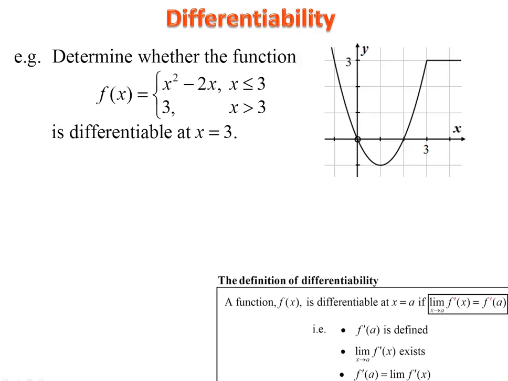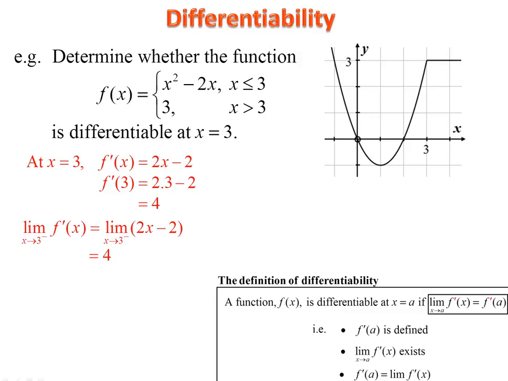There's the definition of differentiability. So the first thing is we're going to take the function, the f prime of a, to see whether it's defined or not. So at x equals 3, there's where x equals 3. So therefore we're going to take that as our function at x equals 3. We're going to differentiate it, we're going to substitute 3, and we get 4. Therefore the derivative f prime of 3 equals 4. So that's fine.